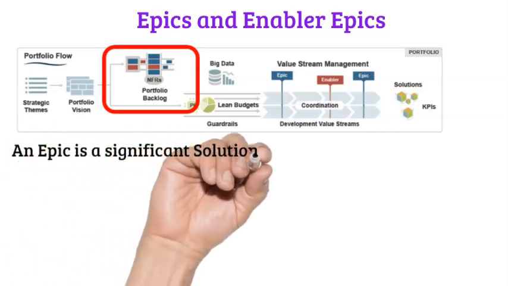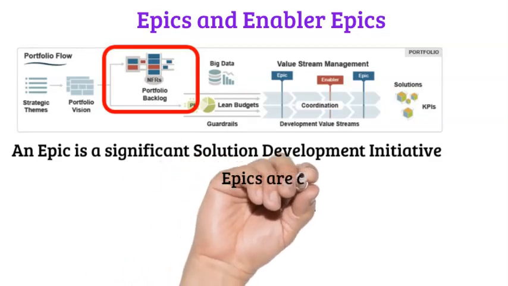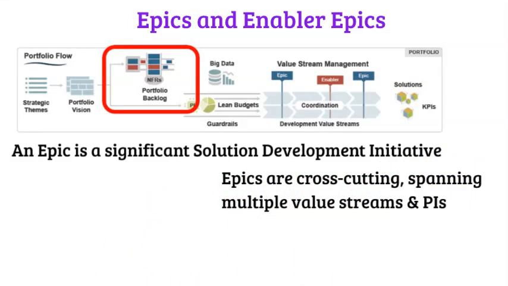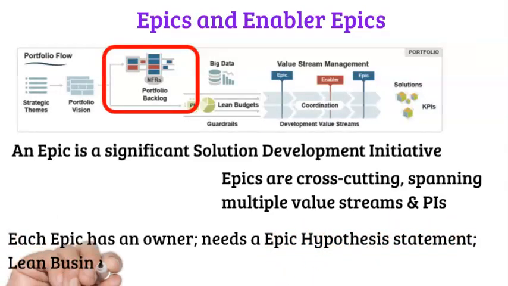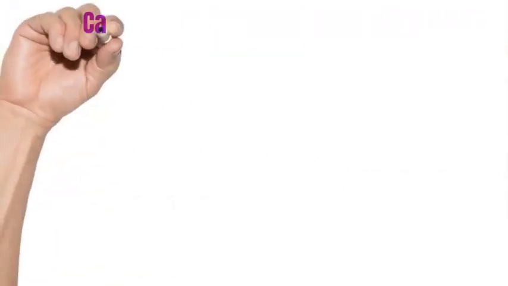What is an epic? An epic is a significant solution development initiative. Epics are huge. They are cross-cutting, spanning multiple value streams and multiple ARTs. An epic is so huge that every epic has an epic owner. It needs an epic hypothesis statement and a lean business case to justify it. It also has an MVP, minimum viable product, and it has to be approved by LPM before it can be implemented. So that is an epic. Epics and enabler epics are at the portfolio layer.